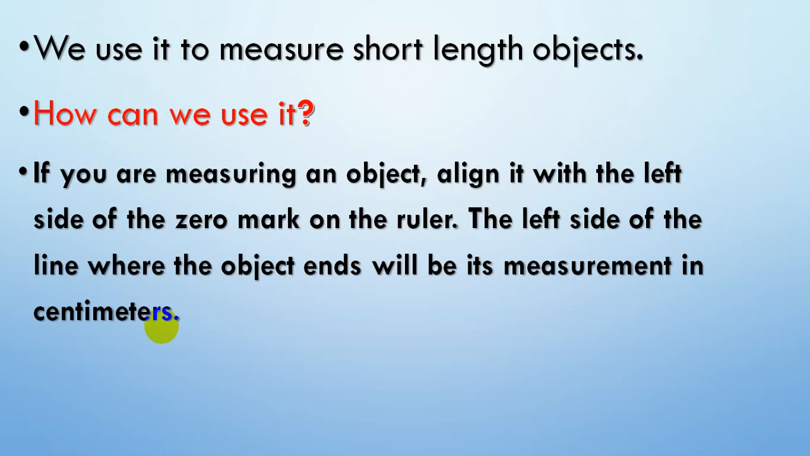Moving to a very important part. How can we use it? For example, if you need to find out the length of your pencil, you will start by bringing your pencil. Then you will align it with the left side of the 0 mark on the ruler. Then you will look at where your pencil ends. Then you will be able to know the measurement in centimeters.